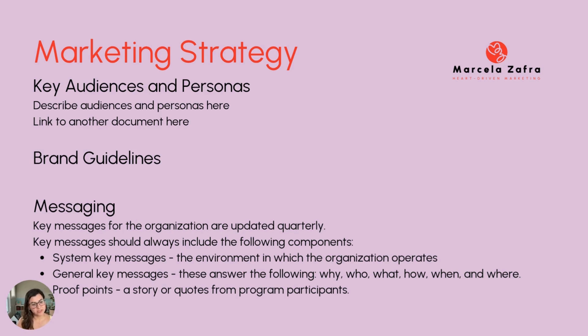So key messages are updated quarterly. And this is how I do it. I go from the system's key messages, which is the environment in which your organization operates, to general key messages that answer the why, the who, the what, the how, the when, and the where. Then I add proof points. Proof points are story quotes, or numbers from program participants or from the impact you're making in the community. So this will be your strategy, right? This is something that changes while your organization evolves, but it's relatively evergreen.